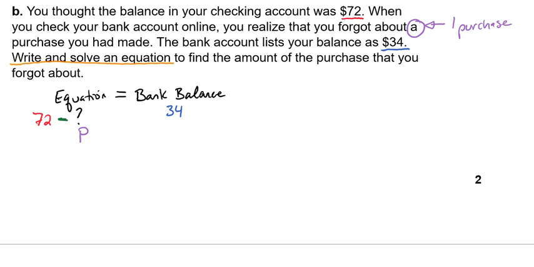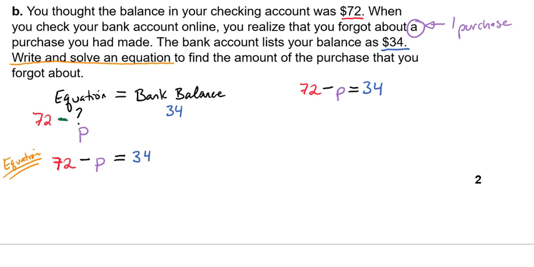So if we write our equation, we thought we had $72, but we don't. And we have to subtract the purchase that we had forgotten about, but now we remember. So once we subtract that amount, that will give us the correct balance of $34. So here we've finished the first part of what we were asked to do. We've written our equation, right? So that part is finished. But now we need to solve it. So we're going to do that over here on the right-hand side.